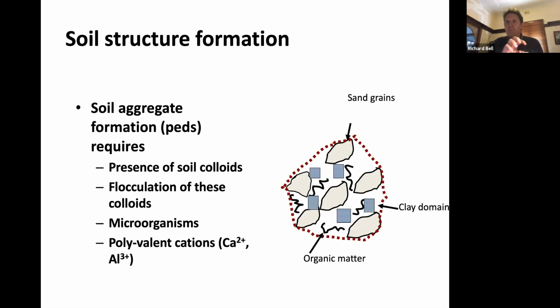They have enough binding and coherence together to form those peds, and they change the pore size distribution of the soil. So on sands, they create more mesopores and micropores, so you get greater water holding. And on clays, they tend to break it up so that you get more macropores that allow better aeration and drainage and root penetration. So any questions on that?